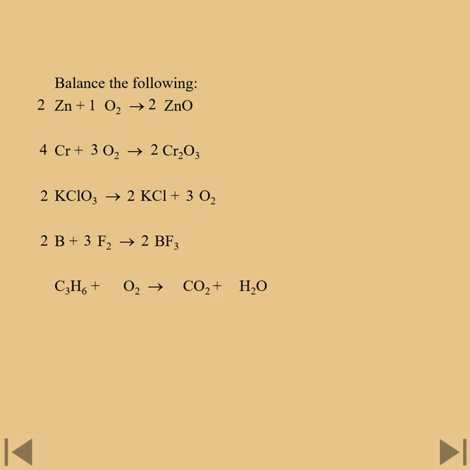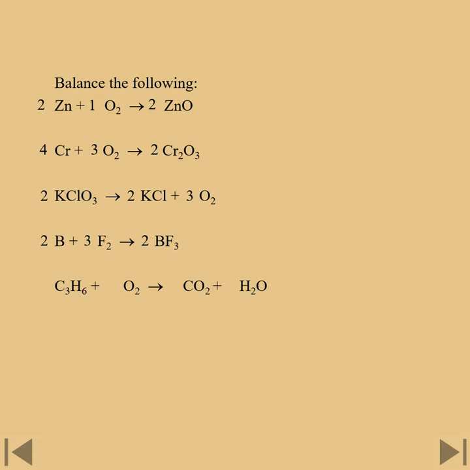Okay, here's that cyclopropane again, and so we saw oxygen should be left for last in any combustion reaction, and this is a combustion reaction. Cyclopropane is reacting with oxygen to form CO2 and H2O. This is what we see when something burns. Okay, we leave oxygen for last and start with carbon.